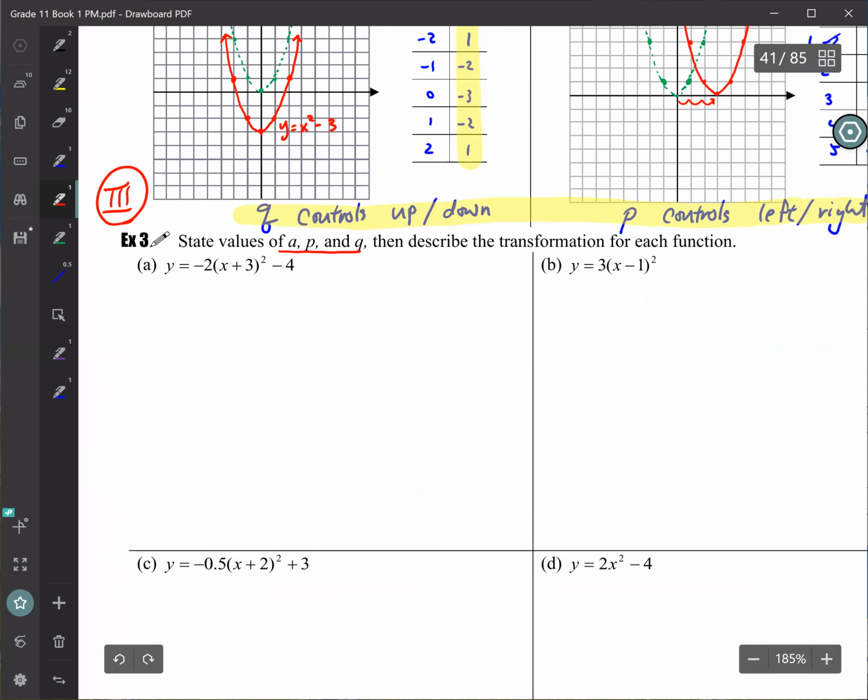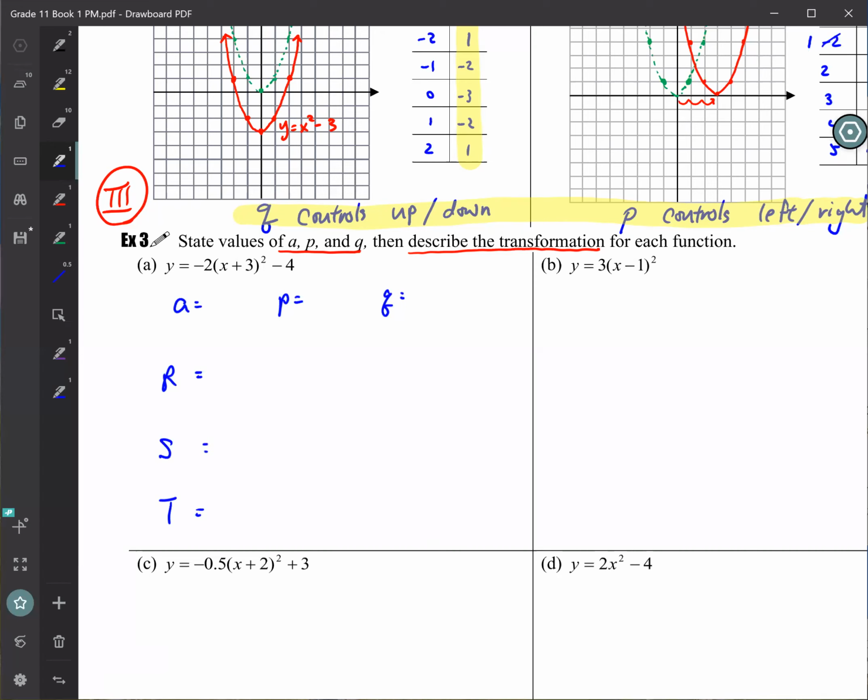So we'll start by writing out the values of APQ. After you get APQ, describe the transformation. That's the RST, okay? So that I'll go over first one with you, right? So A, P, Q, and then you write R, S, T, like that.